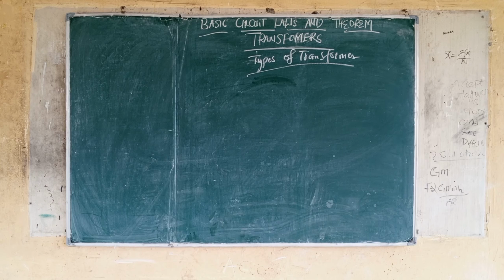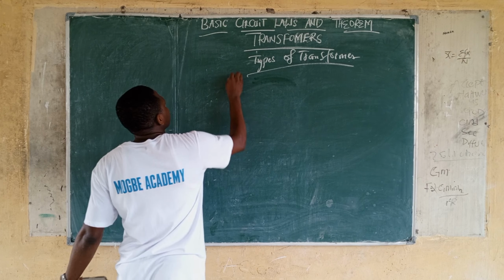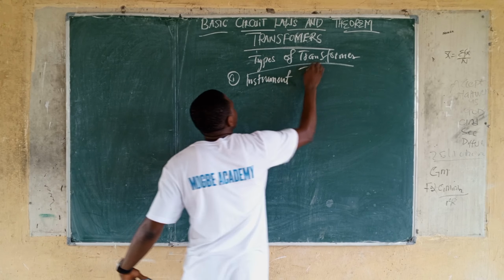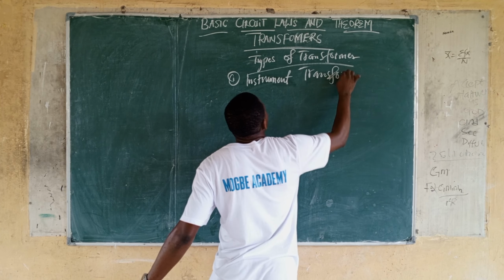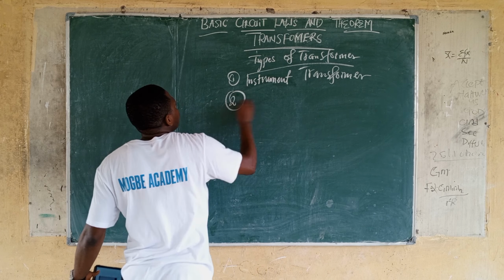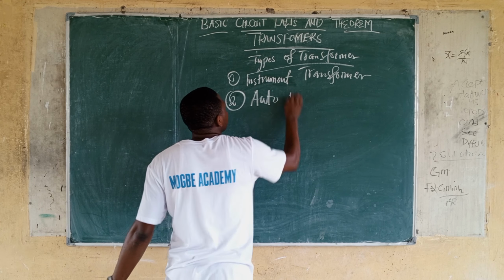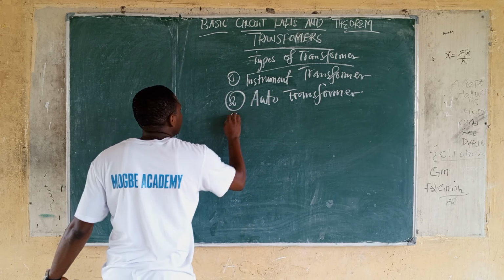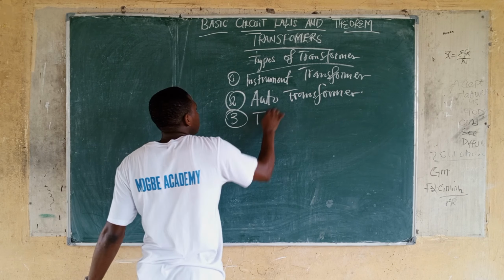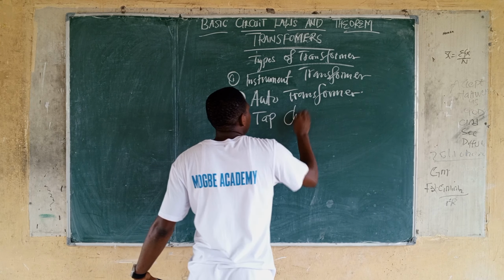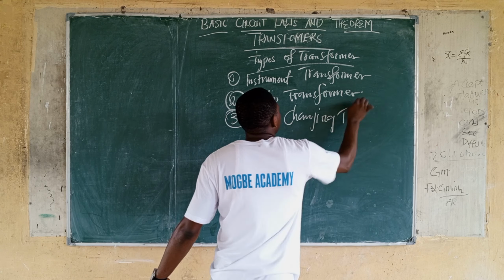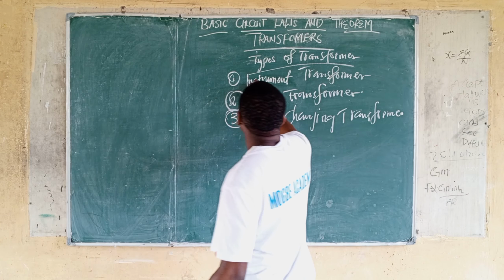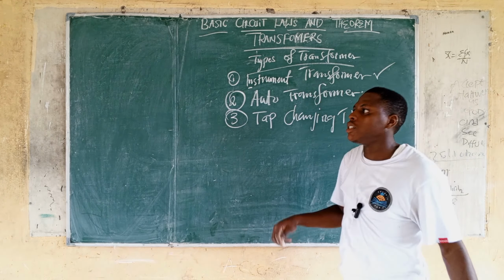Now let's take it down. I told you we have basically 3 types of transformer. The first one is what we call the instrument transformer. The second one is what we call the auto transformer. While the last one, which is the third one, is called the tap changing transformer. Now take down this first one, which is called the instrument transformer. What is the instrument transformer?